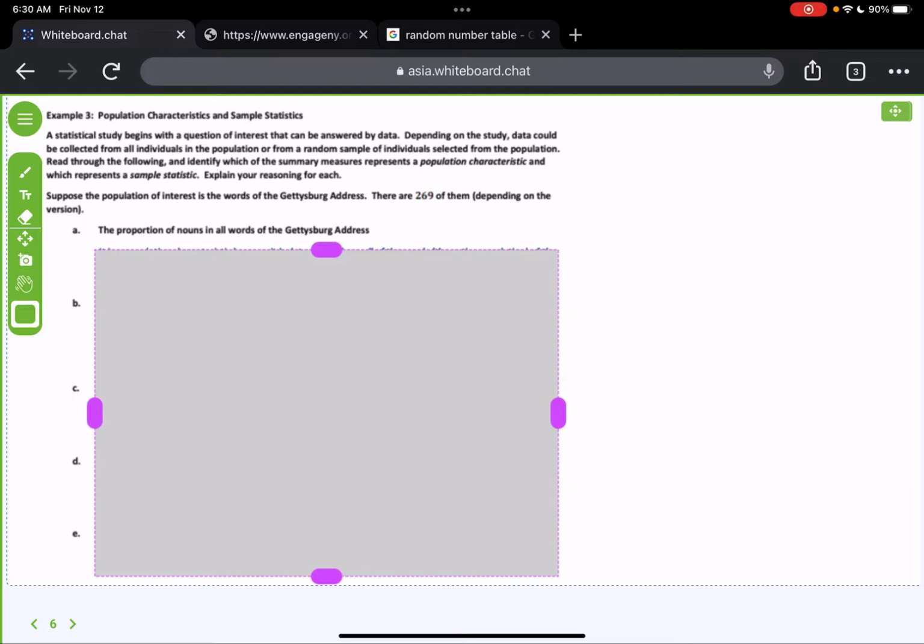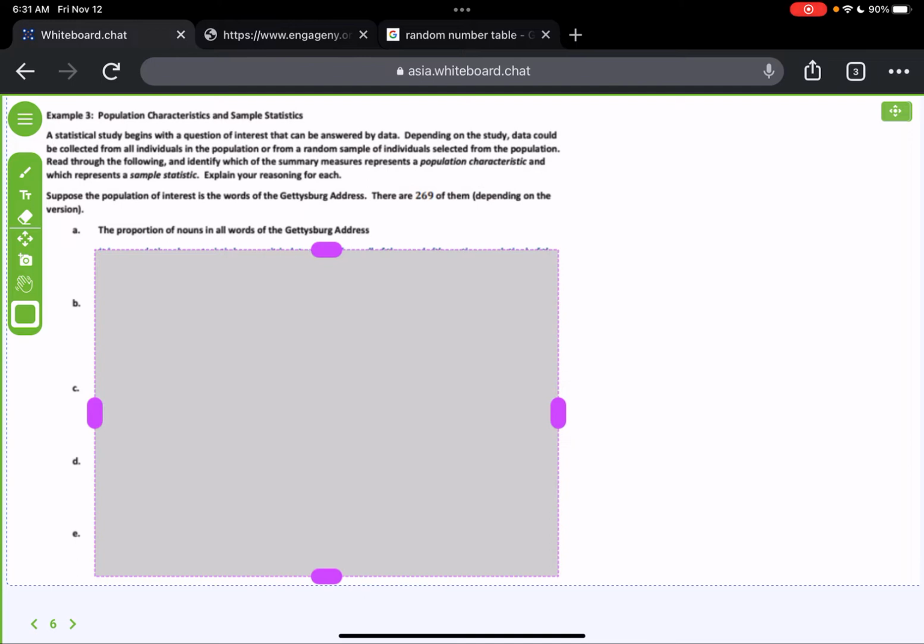It says, a statistical study begins with a question of interest that can be answered by data. Depending on the study, data could be collected from all individuals in the population or from a random sample of individuals selected from the population. Read through the following and identify which of the summary measures represents a population characteristic and which represents a sample statistic. Explain your reasoning for each.